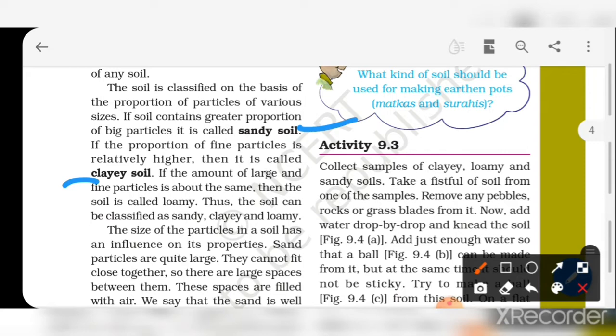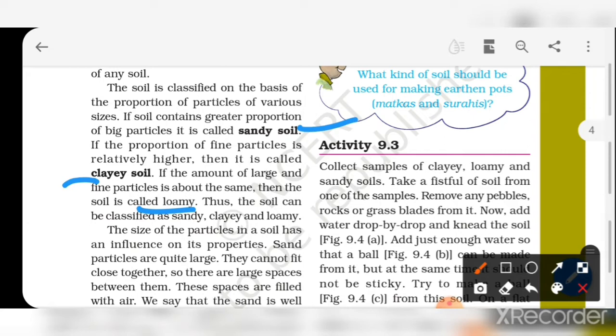If the amount of the large and the fine particles is about the same, then the soil is called the loamy. That is called the loamy soil. Generally we have to see here three types of the soil. First is sandy soil, second is clay soil, third is loamy soil. Which is called the sandy soil?